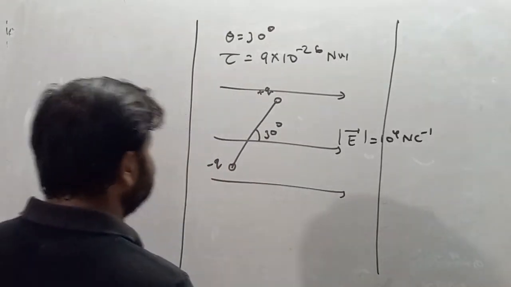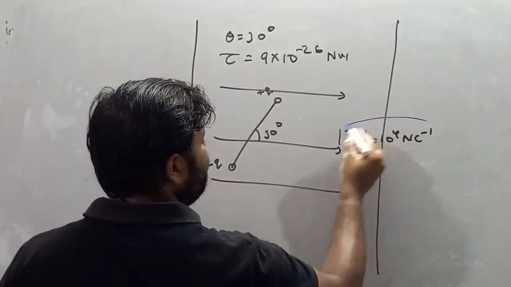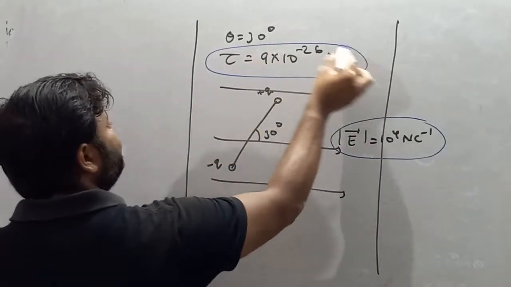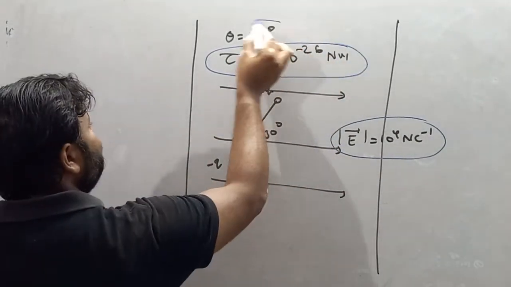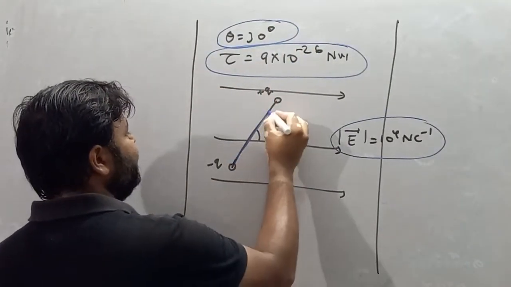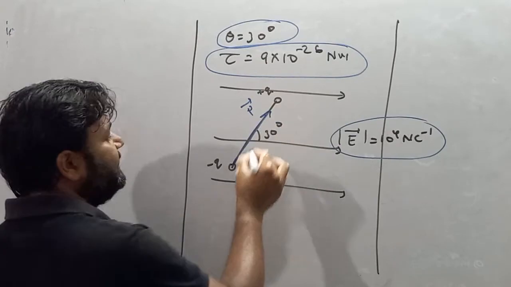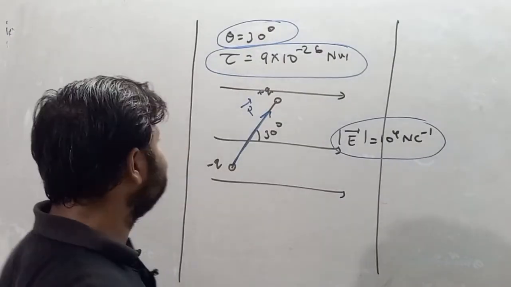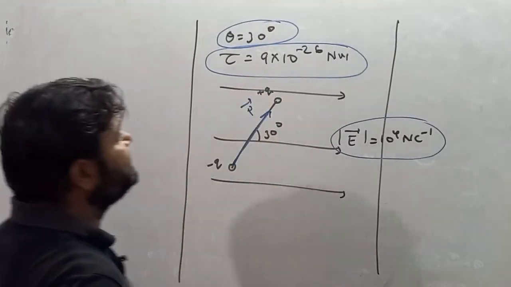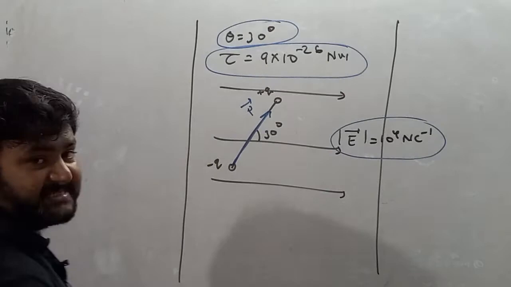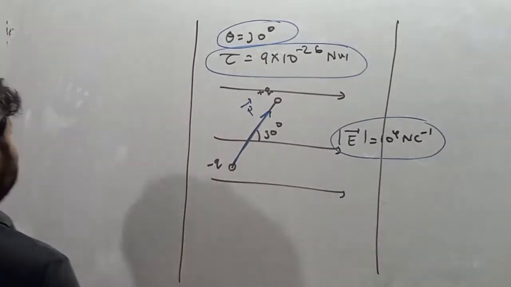So dear students, in the question we have the value of the electric field, we have the value of the torque which is acting on the dipole, and we have the angle between the dipole moment and the electric field, which is 30 degree. The value of the electric field is 10 raised to the power 4 Newton per coulomb and the value of the torque is 9 into 10 raised to the power minus 26. If you understand, you are capable of finding it. Try to solve by yourself.